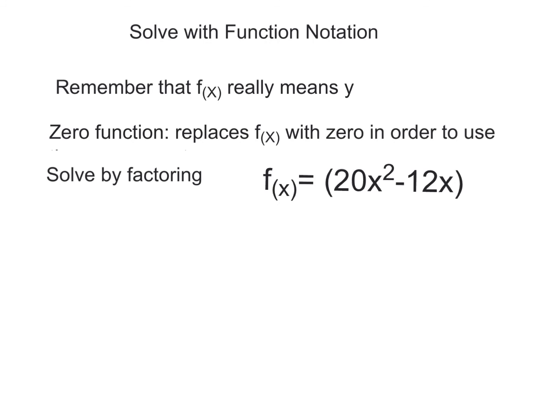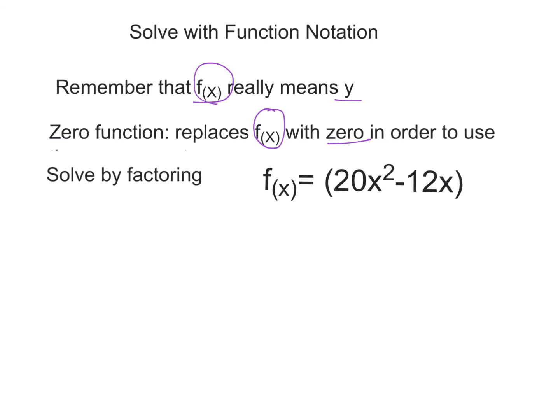All right, next thing we're going to see tonight is the function notation. Now again, function notation, remember that when we see f of x, it really means y, so nothing really major there. Now the new thing is the zero function, that says we're going to replace f of x with 0 in order to use the zero property of equality. Okay, the zero property that we've been seeing.